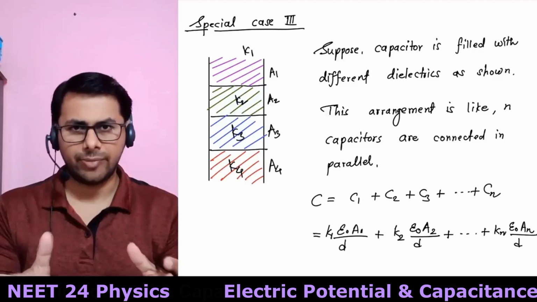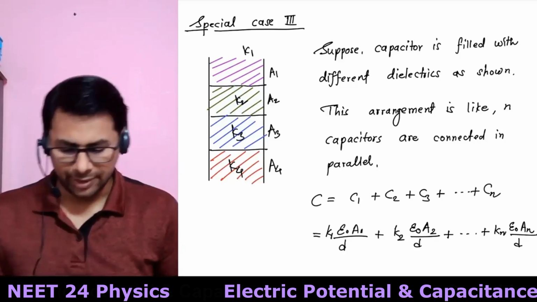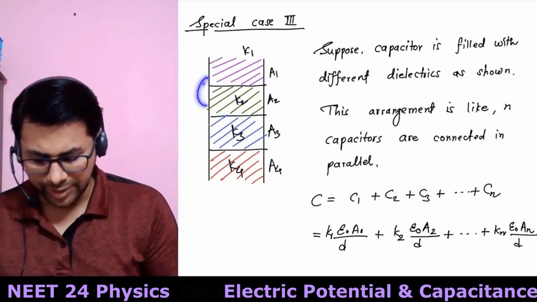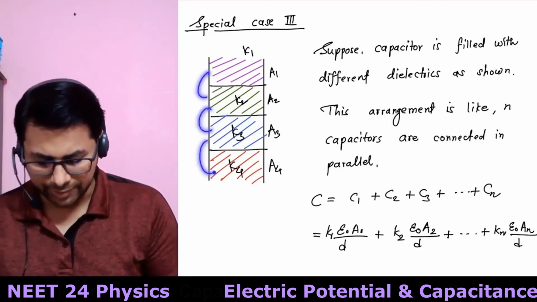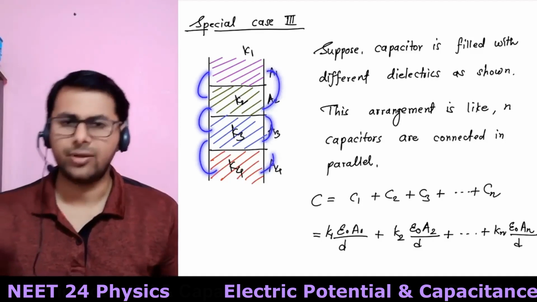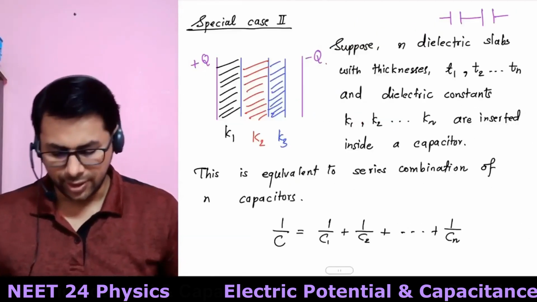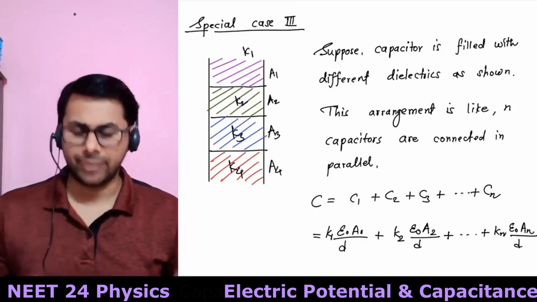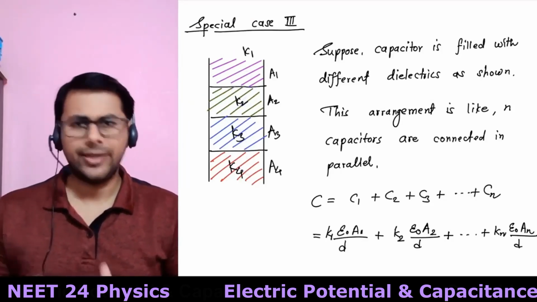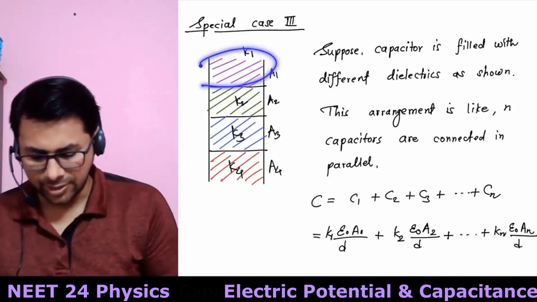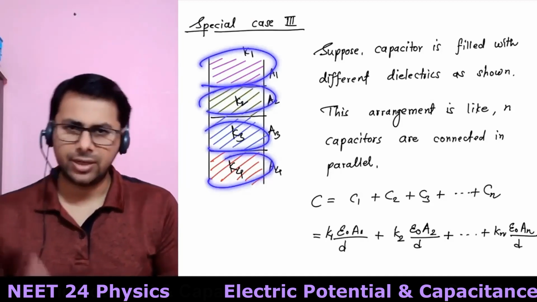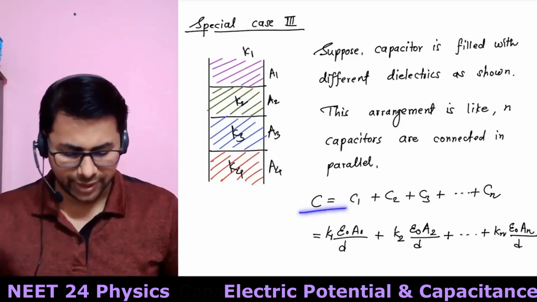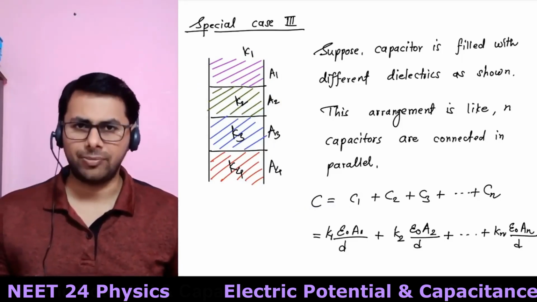This is like a parallel combination of various capacitors. This is one capacitor, this is another capacitor. Both plates of these capacitors are connected to each other, right? So this is like a parallel combination. This one was like a series combination, and this one is a parallel combination. So what will be the net capacitance? Find the capacitance of this one, this one, this one, and add them up. You will get the total capacitance, because capacitance gets added in a parallel combination.